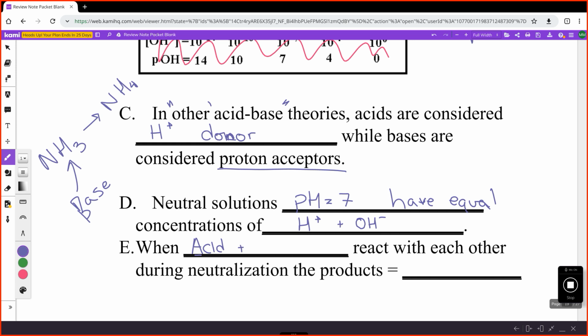When acid and base react with each other, they neutralize. Anytime you take an acid and mix it with a base, you're always going to get the same two products. One of those products will be a salt, and one of those products will be H2O. You will always produce a salt and water. And if you do this reaction perfectly between acid and base, you would be left with a neutralized salt water.